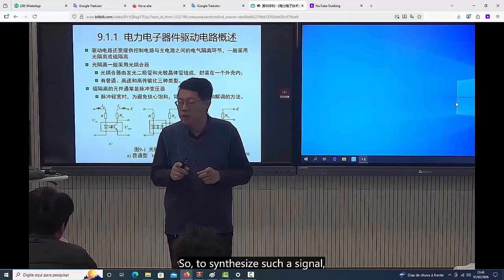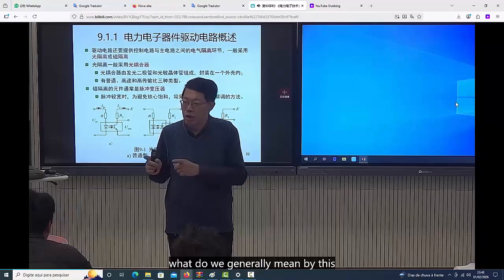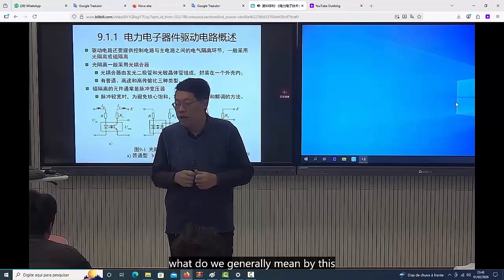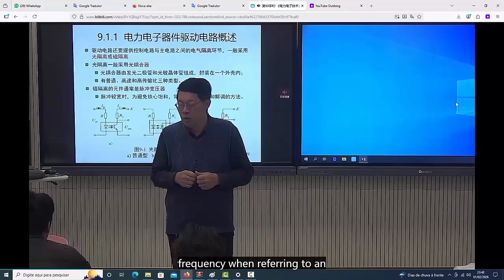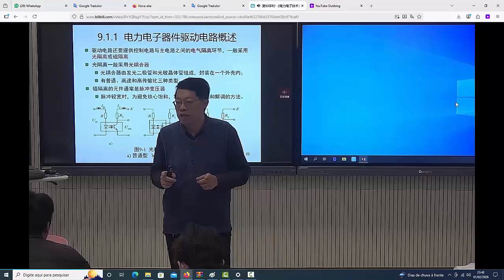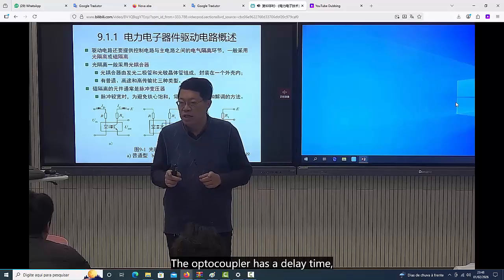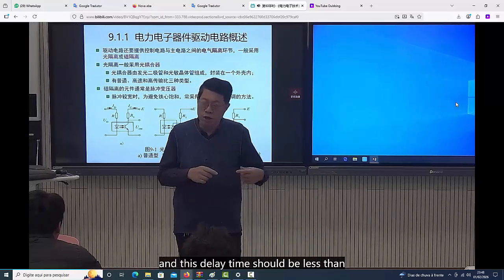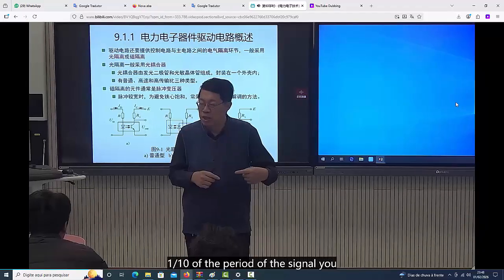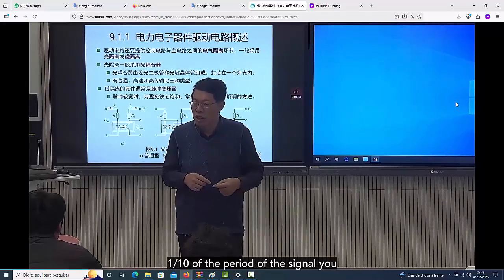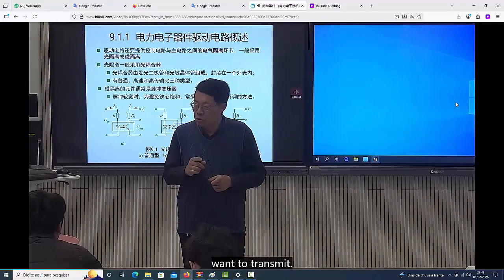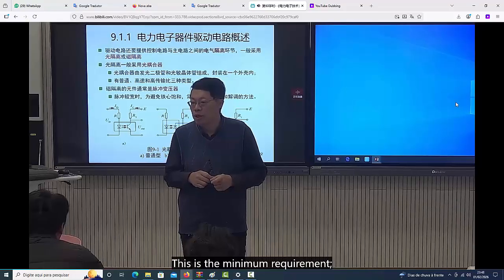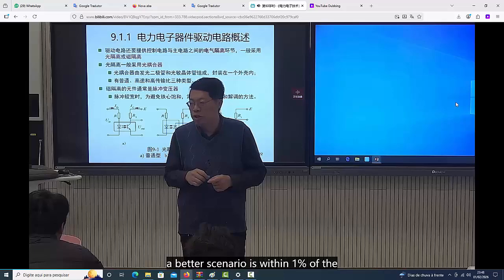So, to synthesize such a signal, what do we generally mean by this frequency when referring to an optocoupler? The optocoupler has a delay time, and this delay time should be less than 1/10 of the period of the signal you want to transmit. This is the minimum requirement. A better scenario is within 1% of the period of the transmitted signal.